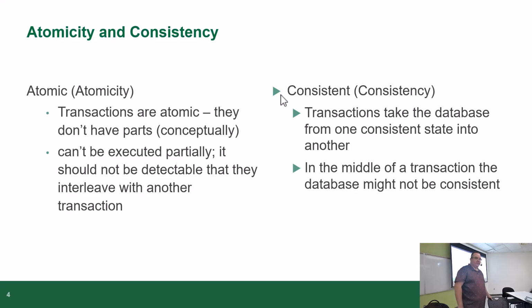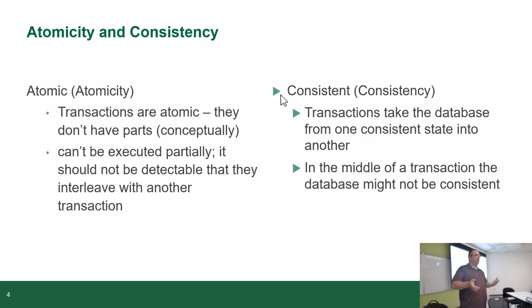Here's the long versions. An atomic transaction can't be executed partially. It should be totally self-contained. It's not broken apart. Even if it has 25 steps, conceptually, it's one task. It's one unit of work. It cannot be broken down. Consistency. Now, this database is stable. You do stuff. You're done. It's stable. What's in the middle might not be stable. But the starting and the end point should be stable.